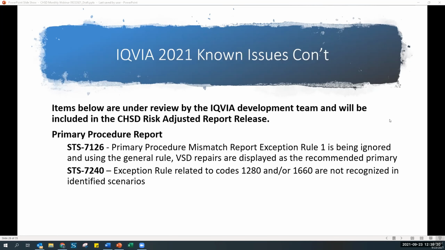All right, a couple updates for the primary procedure report, STS 7126. The primary procedure mismatch report exception rule 1 is currently being ignored and using the general rule, resulting in the VSD repairs being displayed as the recommended primary procedure. So that is something we are aware of and working to correct in our next update. And then STS 7240, exception rule related to codes 1280 and 1660.